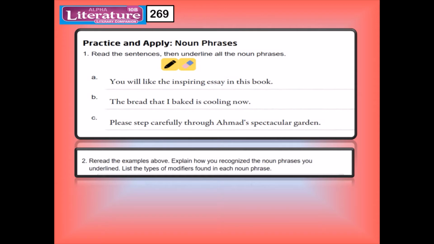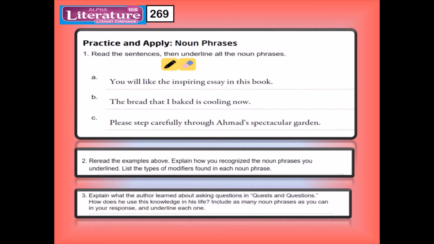Now that you already underlined your noun phrases, I want you to identify the modifiers that are used in each noun phrase. Next, explain what the author learned about asking questions in Quest and Questions. How does he use this knowledge in his life? Include as many noun phrases as you can in your response and underline each noun phrase.